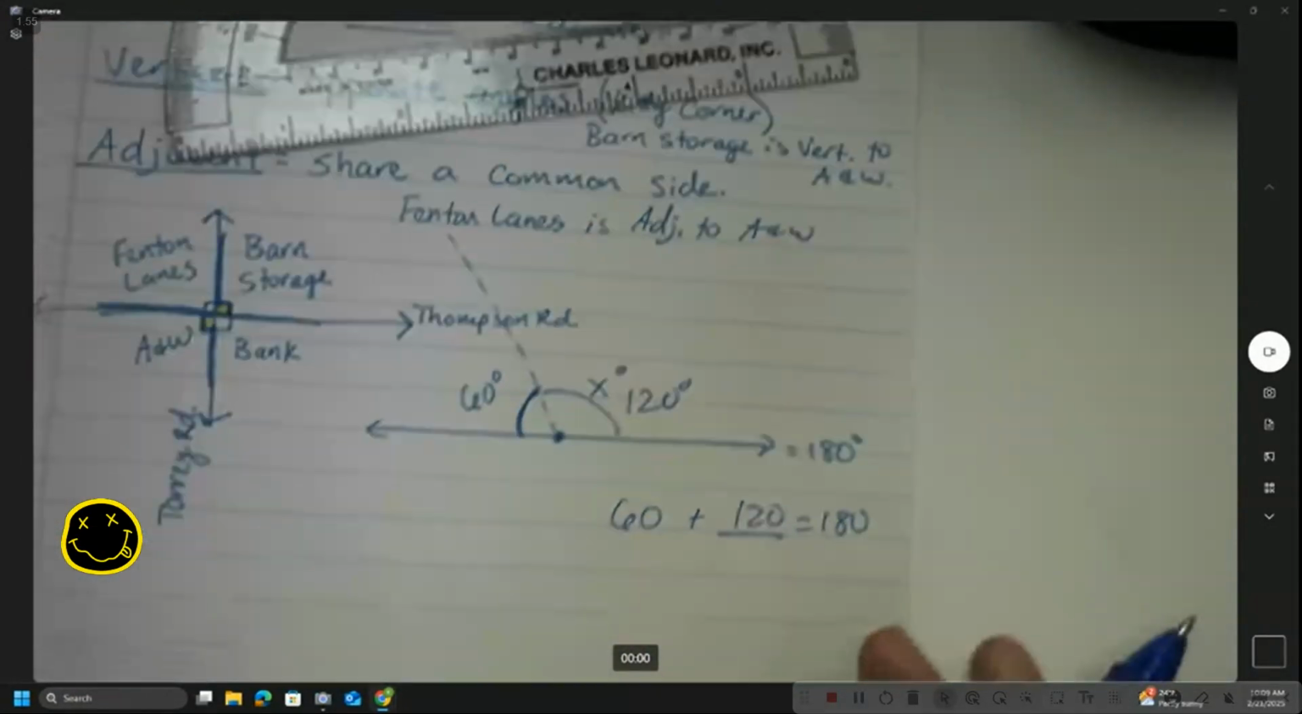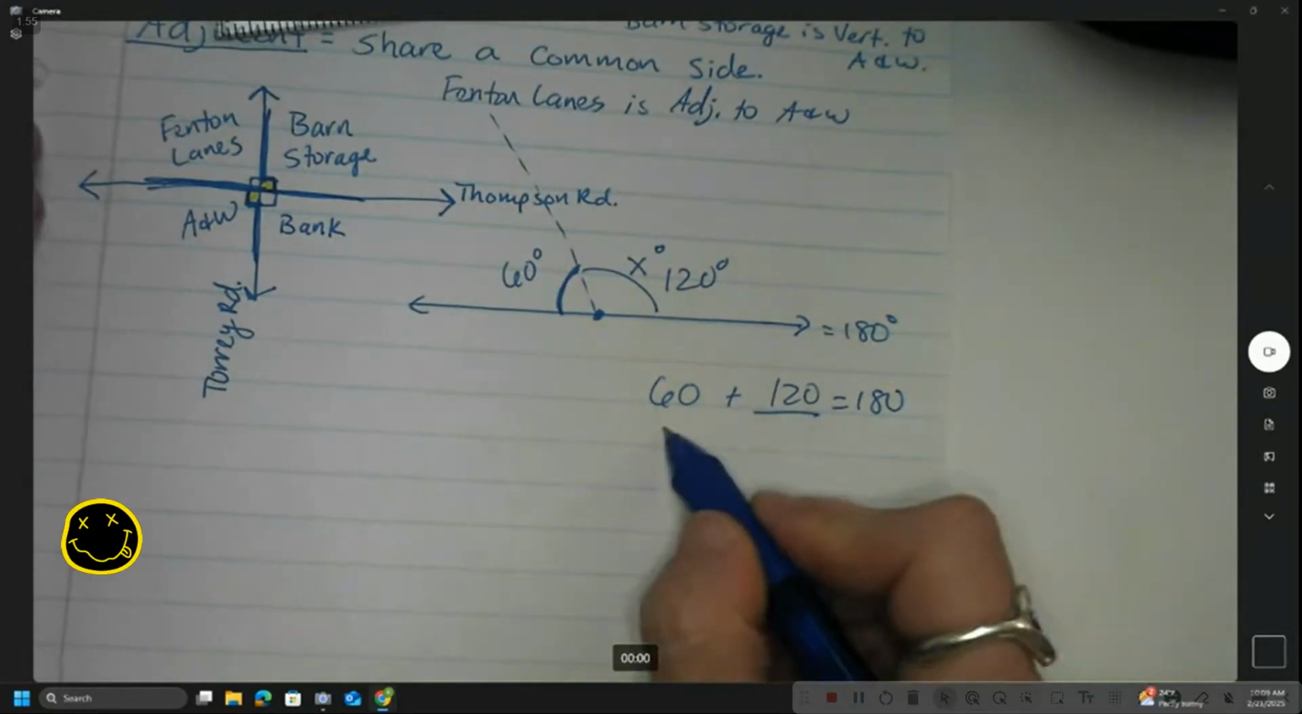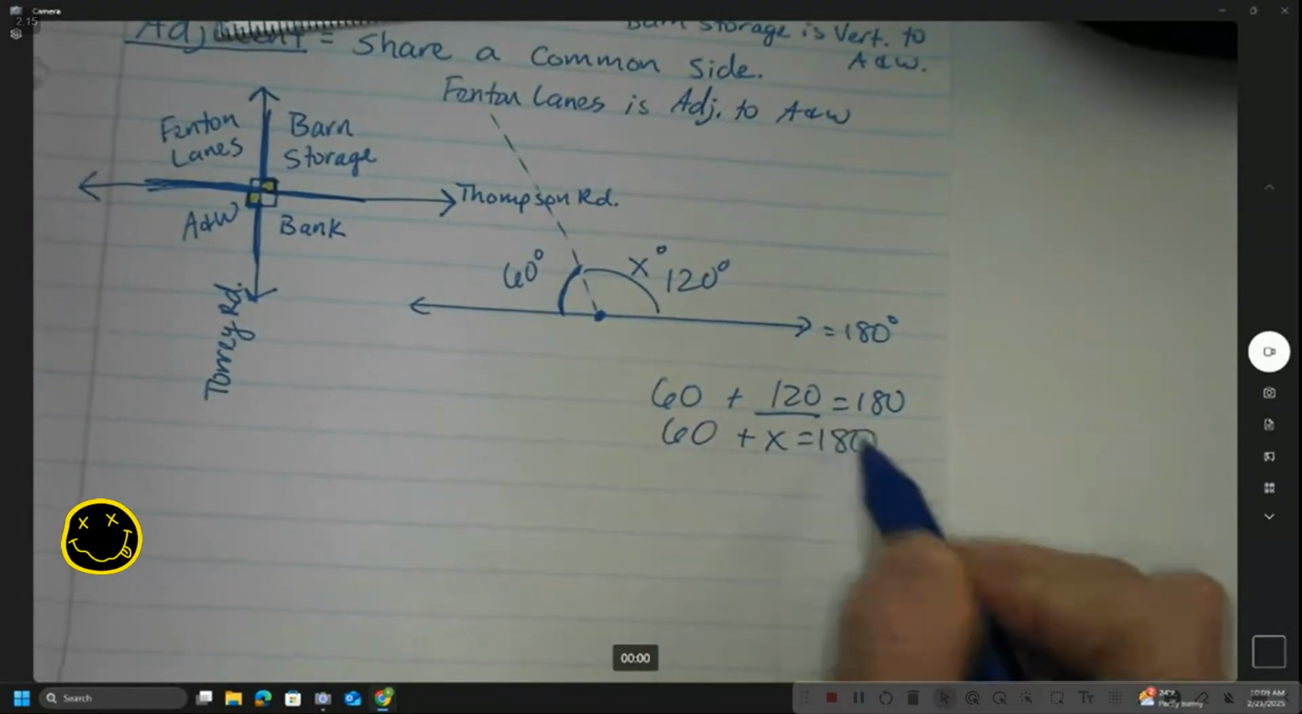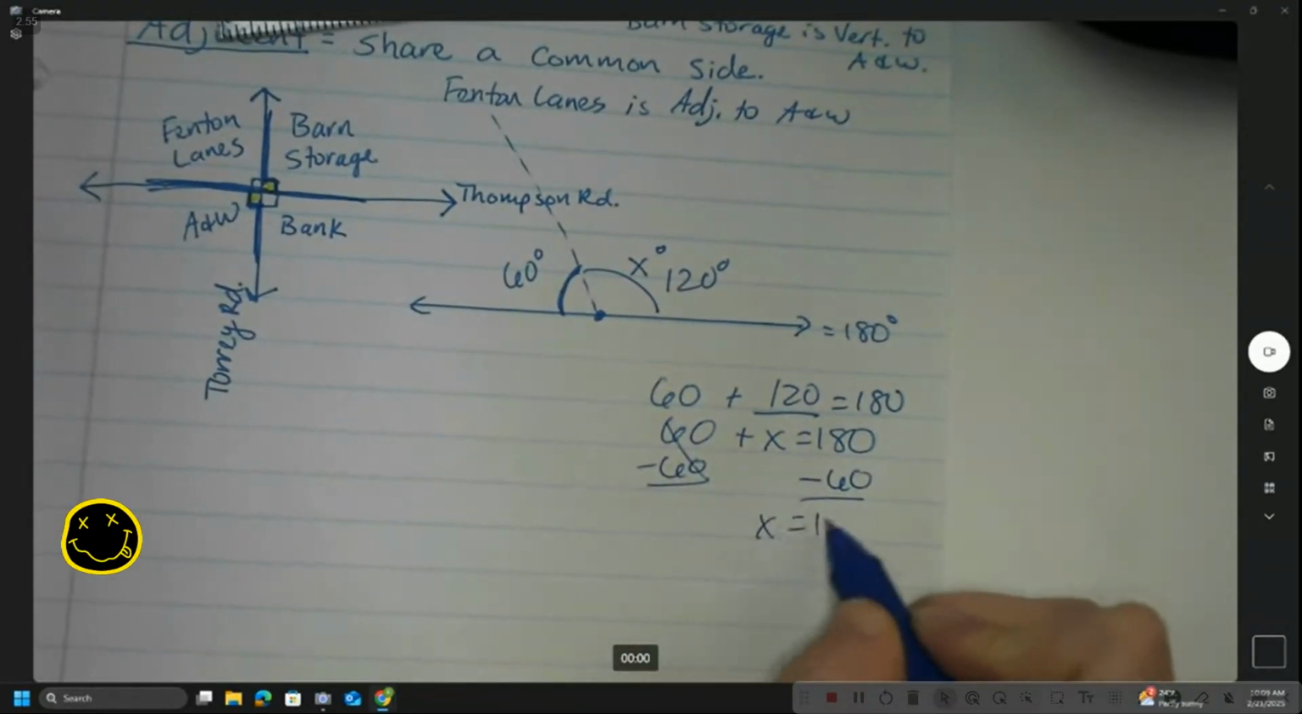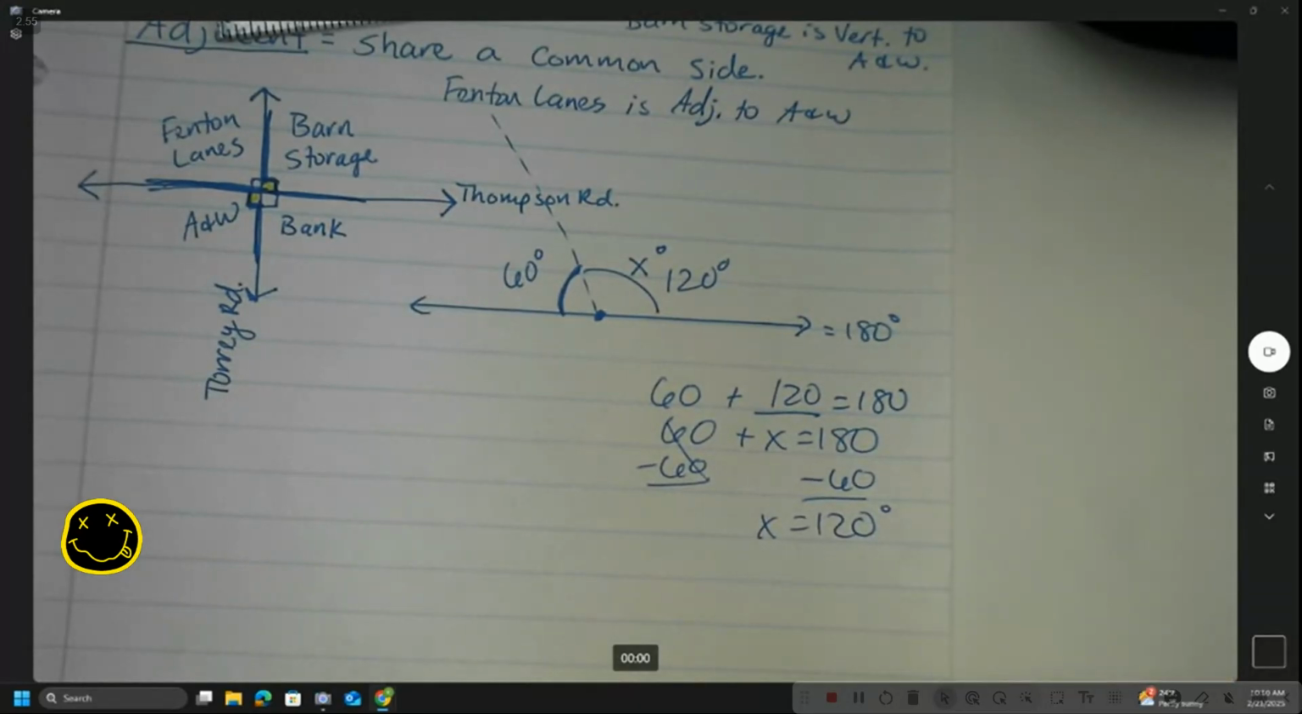Now, if you don't know that, you can use all the skills that I also taught you last chapter with equations. 60 plus x equals 180. I see a positive 60, so subtract 60 from both sides. x equals 120, doesn't it? Don't forget to label your answers. So I just showed you multiple ways to solve for a missing measure. It's not always that easy.